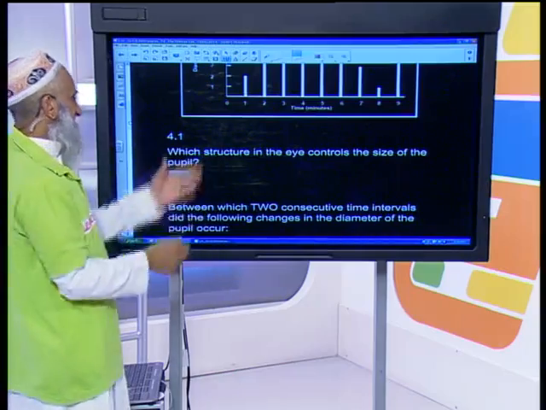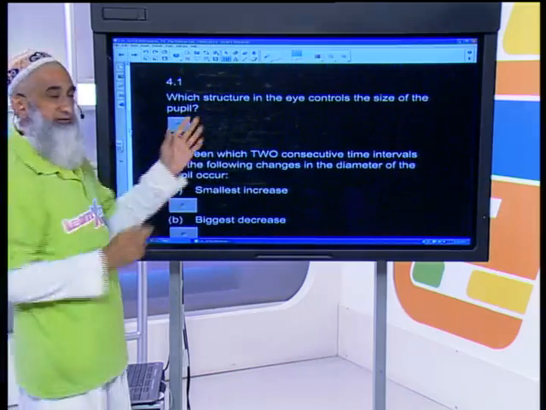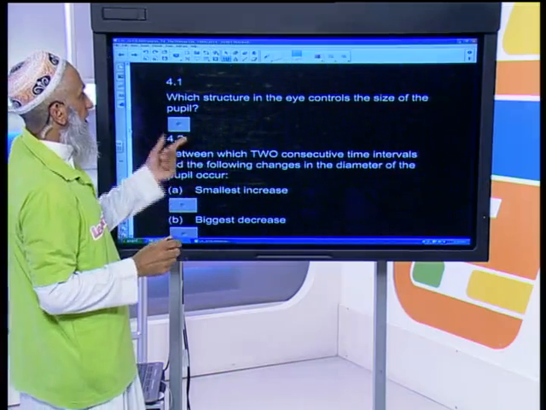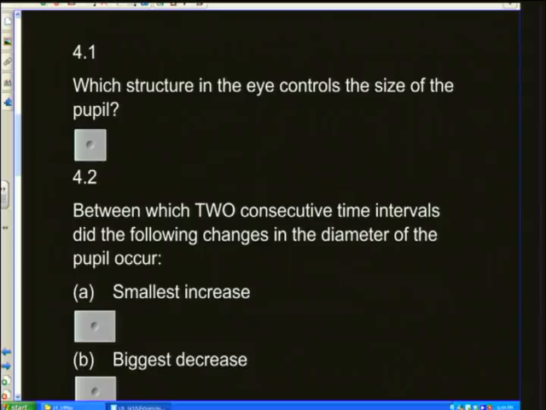So this is straightforward. You have to look at the diagram to answer this question? No, not at all. Which structure in the eye controls the size of the pupil? And the answer is the iris, obviously.